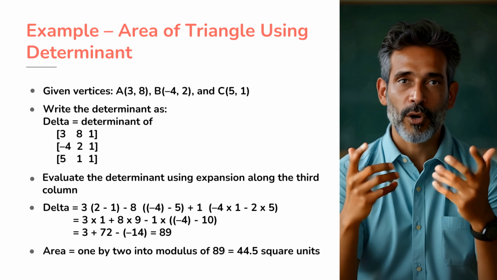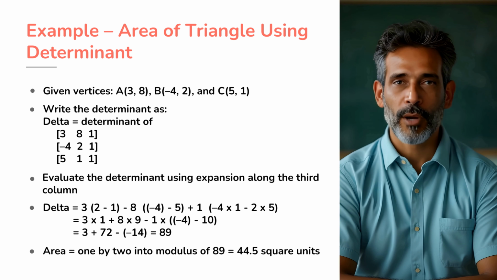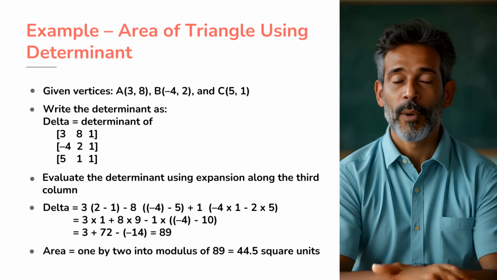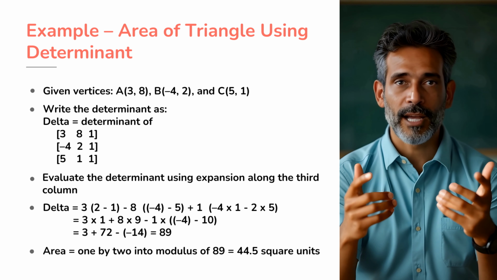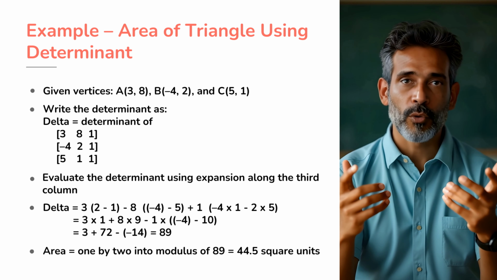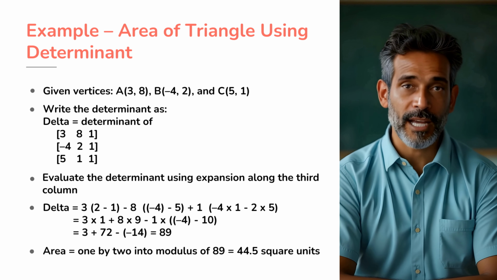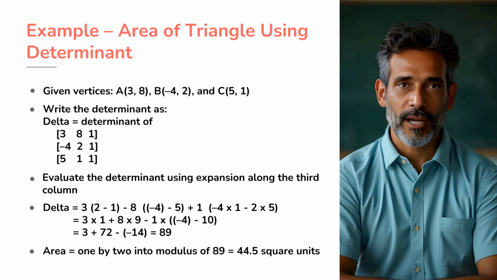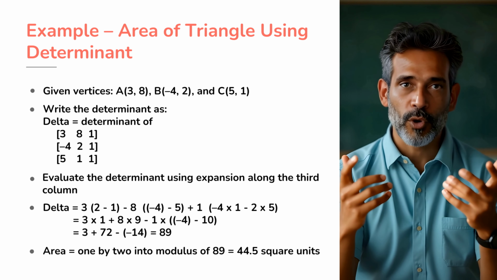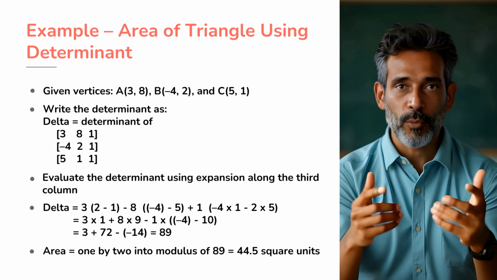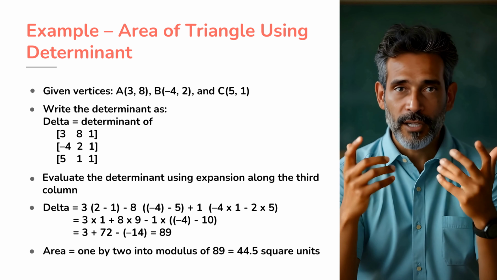We expand along the third column. Area equals 1/2 into modulus of 3(2 - 1) - 8(-4 - 5) + 1(-4 × 1 - 2 × 5). That simplifies to 3 into 1 plus 8 into 9 minus 1 into (-4 - 10), which becomes 3 plus 72 plus 14 equals 89. Therefore, area equals 1/2 into modulus of 89, which equals 44.5 square units. Just 3 coordinates and a determinant gives you the area.